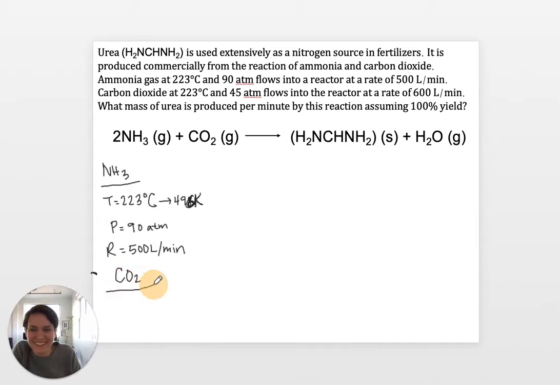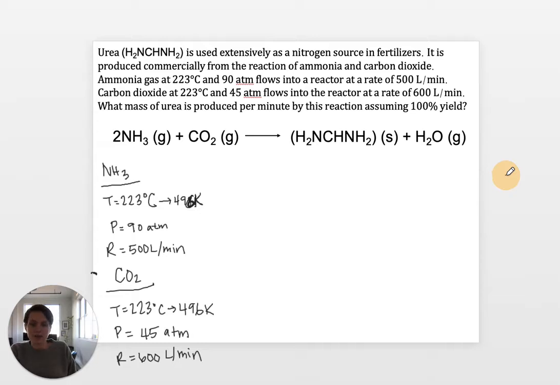Okay, so now we have carbon dioxide, also at a temperature of 223, otherwise known as 496 K. The pressure of our CO2 is 45 atmospheres, so lower pressure than that ammonia. And it's flowing into the reactor at a rate of 600 liters per minute. Awesome.